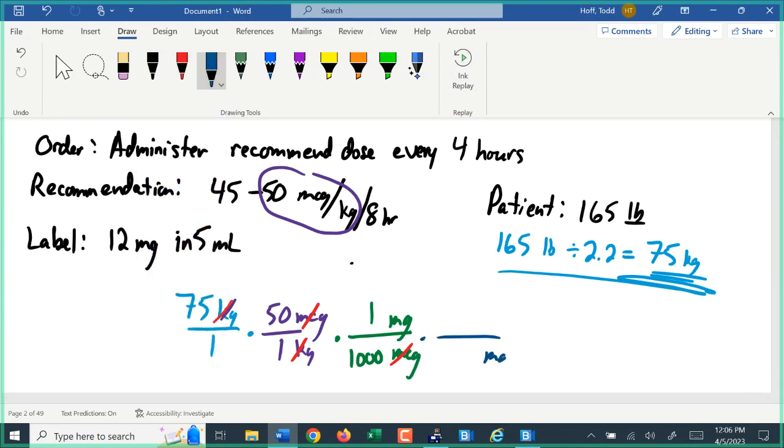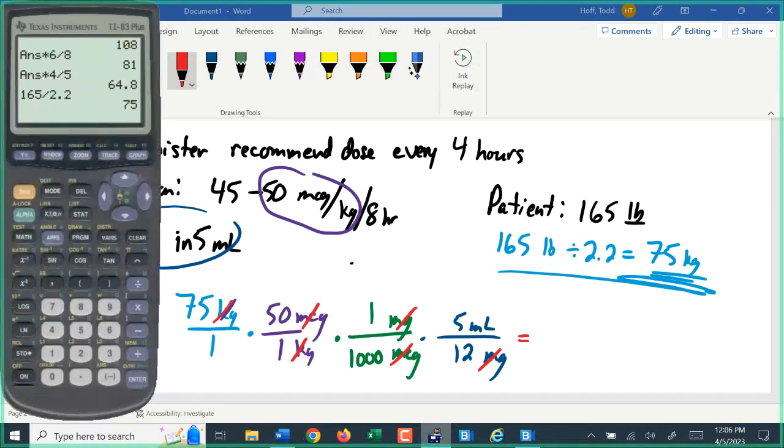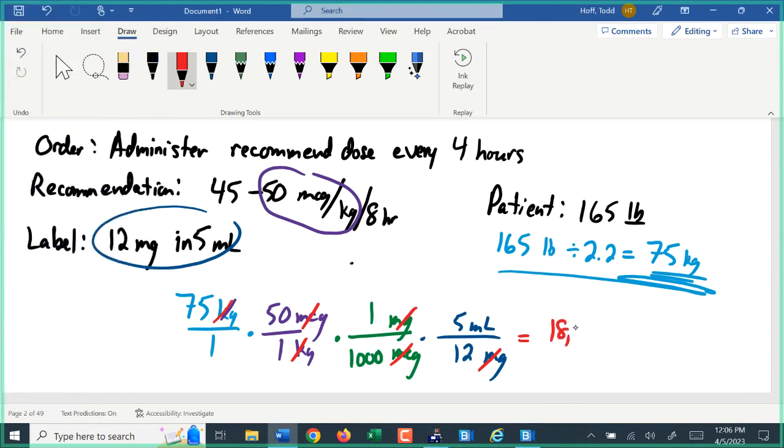We have to get rid of milligrams. We have this here of 12 milligrams in 5 milliliters. So the milligrams cancel out, and we're now in milliliters, which is where we wanted to be. So we do 75 times 50 times 5 milliliters, which is 18,750. That seemed a little big for some reason.